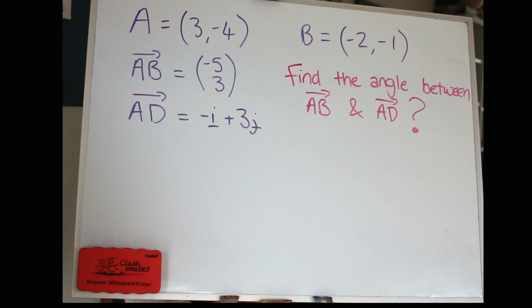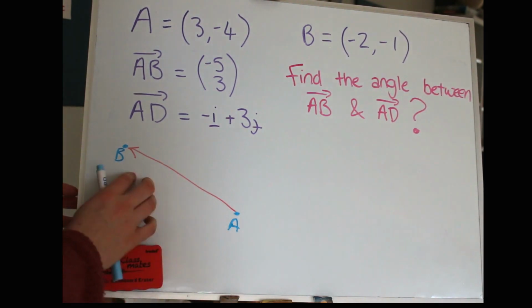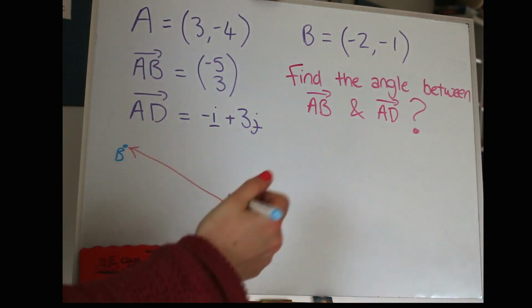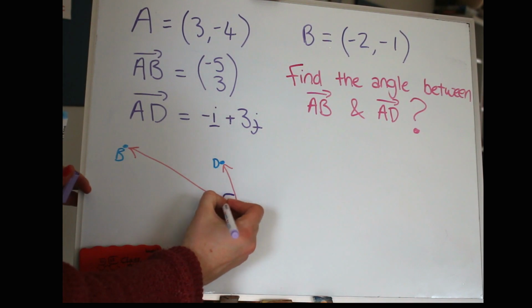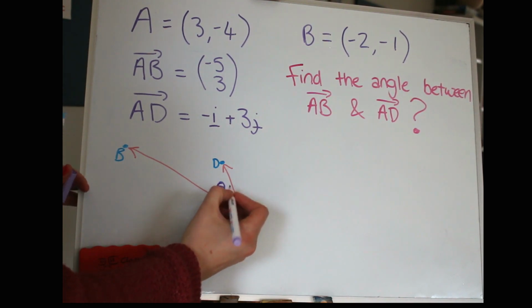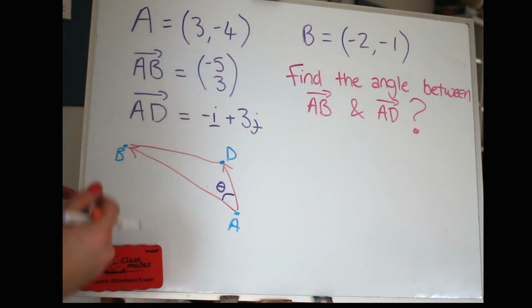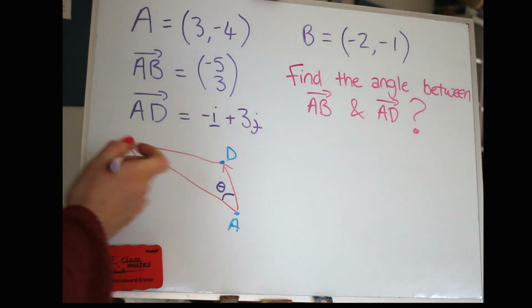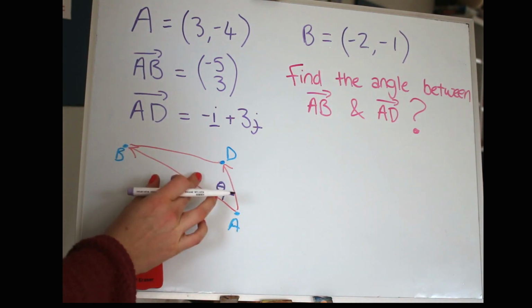I think it would be really useful here to draw a sketch. So let's draw AB and AD. Okay, so a wiggly sketch, A to B here, minus 5, 3. And then we've got A to D. And then we want to find the angle that's in between these. So let's perhaps close up this triangle. We don't have a right angle triangle, we've just got an irregular triangle.